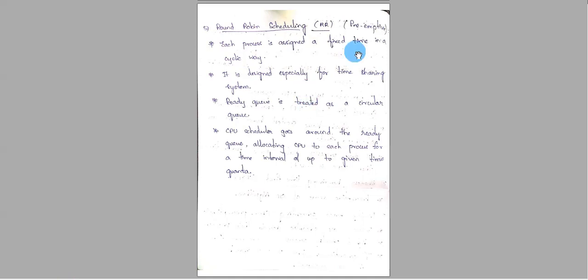Round robin scheduling. It is preemptive. In this, each process will be assigned a fixed time quanta. For that particular amount of time, the process will execute. Then it will be preempted. Then the next process in the ready queue will be assigned CPU resources. The CPU scheduler goes around the ready queue allocating CPU to each process for a time interval of up to the given time quanta.